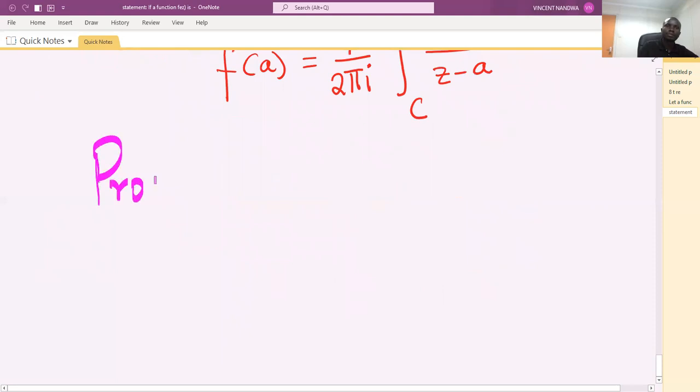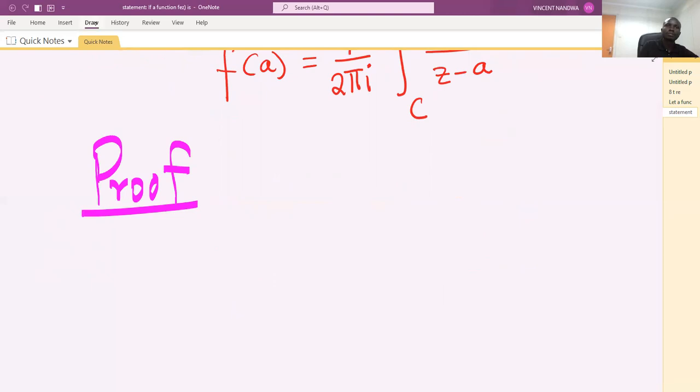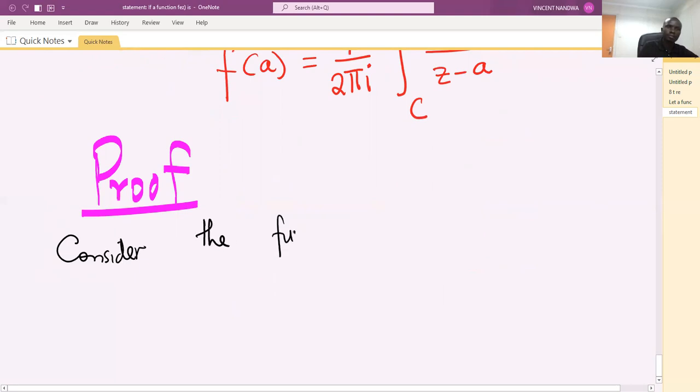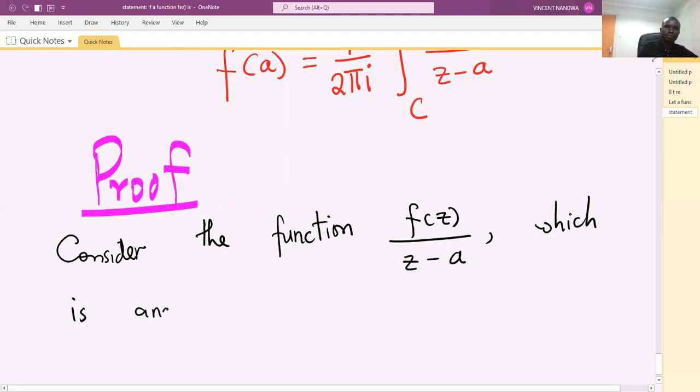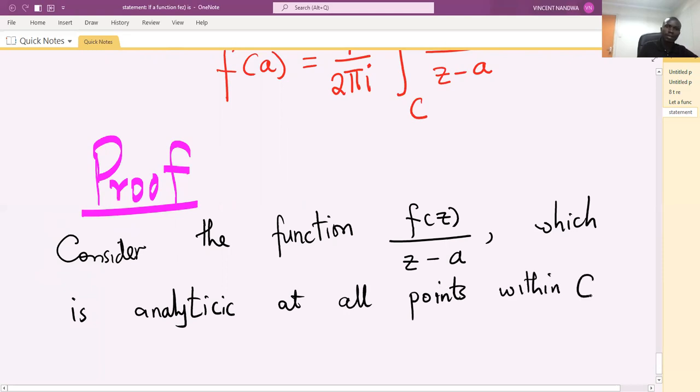Proof. So consider the function f of z divided by z minus a, which is analytic at all points within C except at z equals the point A.